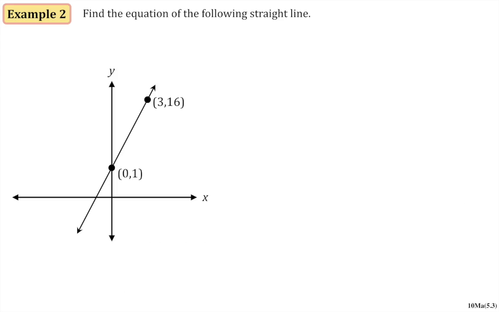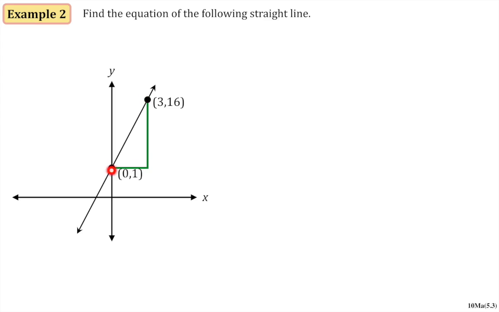So let's try our second example. Find the equation of the following straight line. Now this doesn't say to find the gradient, it says to find the equation. Now I know where this line touches the y-axis. Well, that means I'm going to use the easier formula. But first let's find the gradient. So I've got 2 points.